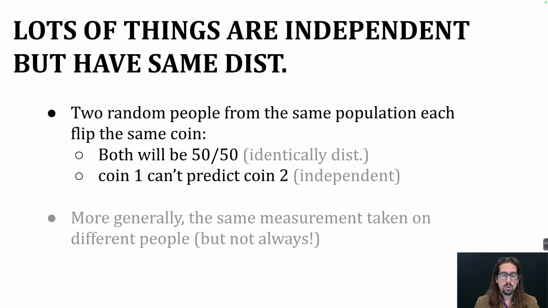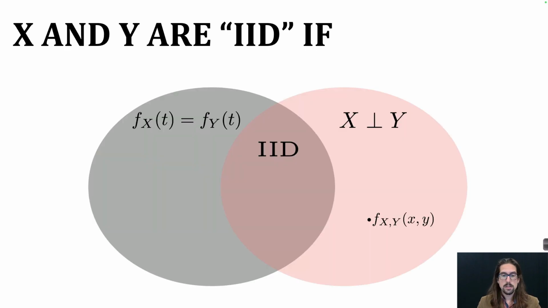Okay, so generally speaking, the most common use case for IID is saying, if I have a measurement taken on a particular person, two different people from the same population, we will assume that those two measurements are IID, independent and identically distributed. But that's not always the case. So that's what we're here to talk about.